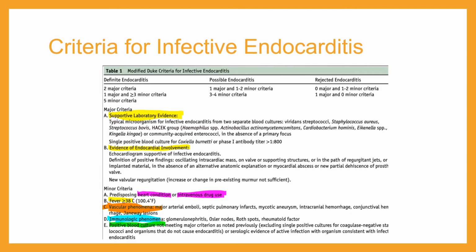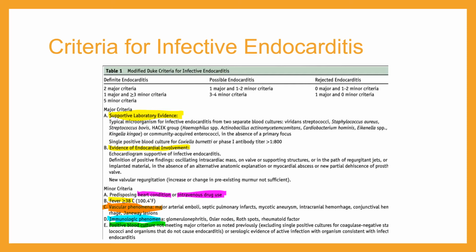There are five minor criteria, the first being a predisposing heart condition or IV drug use, and second, fever spiking greater than 38 degrees Celsius, and observing vascular phenomena like Janeway lesions, arterial emboli, septic pulmonary infarct, conjunctival hemorrhage and intracranial hemorrhage. The fourth is the immunologic criteria, including glomerulonephritis, Osler nodes, and Roth spots.